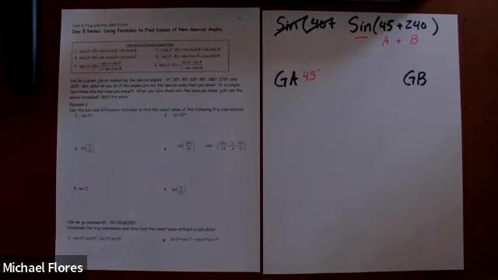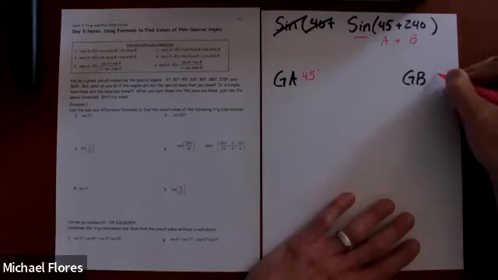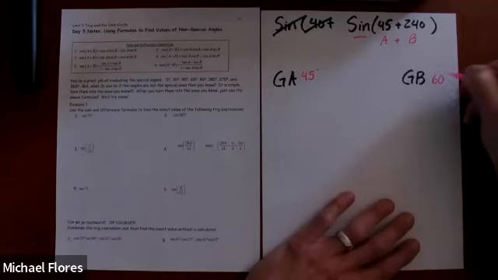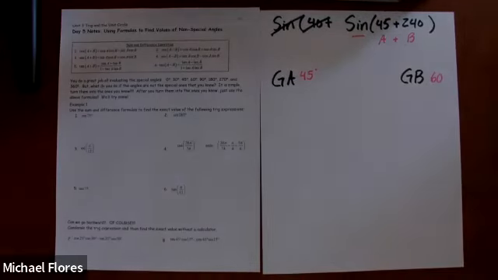Okay, for group B, 240 degrees, what reference angle family are we going to use? 60. Yeah, we're going to use 60. And if you don't remember why, it's because 240 degrees is 60 units of measure from the closest x-axis. So we have to use a 60-degree family.